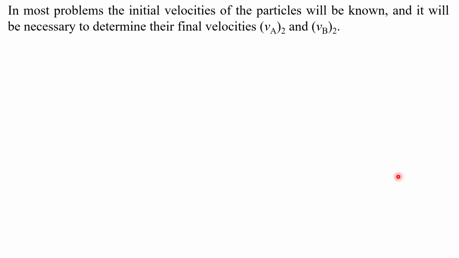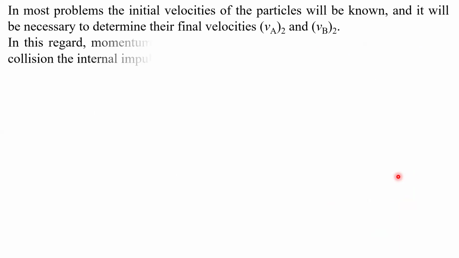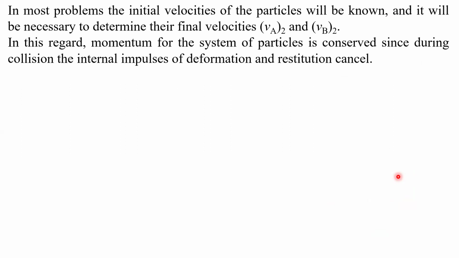In most problems, the initial velocities of the particles will be known, and it will be necessary to determine their final velocities, VA2 and VB2. In this regard, momentum for the system of particles is conserved during collision, since during collision the internal impulses of deformation and restitution cancel out. That is, the impulse of deformation and the impulse of restitution are equal and opposite.